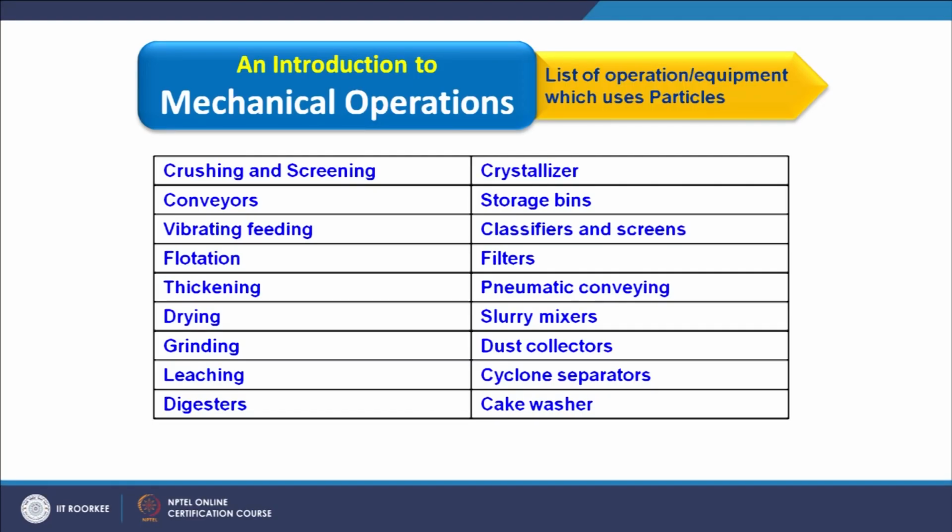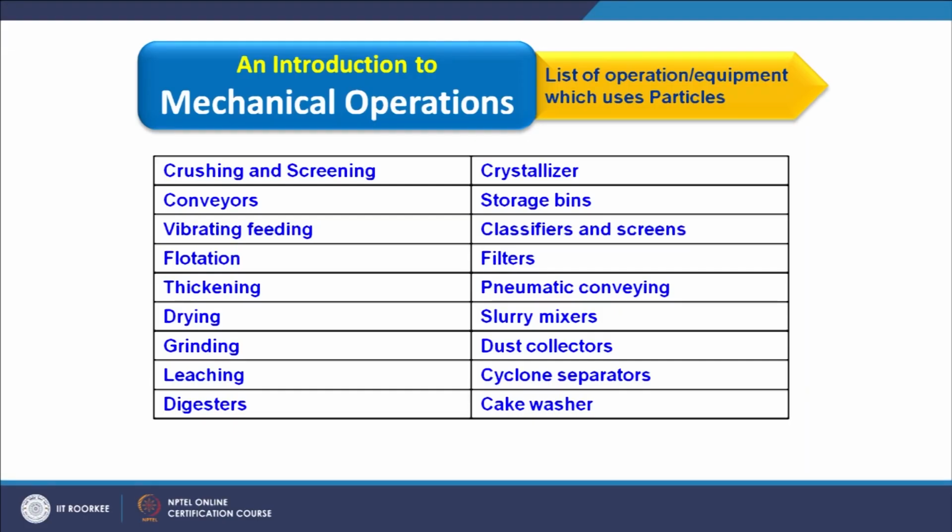And here I am having a list of the operations and equipment which use particles. These are the operations in which particles are used, and these are the equipment which use particles. So there are different operations we have, like crushing and screening, conveyors, vibrating feeders, flotation, thickening, drying, grinding, leaching, etc., and equipment like crystallizer, storage bins, classifiers and screens, filters, pneumatic conveying, and there are many more. So these are some operations as well as equipment which involve mechanical operation.